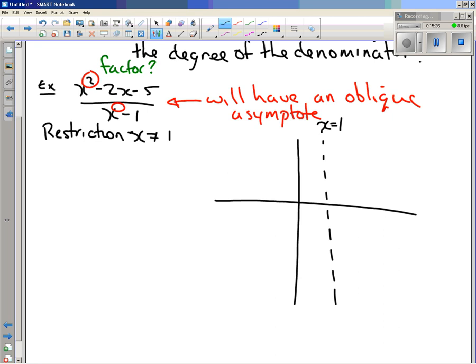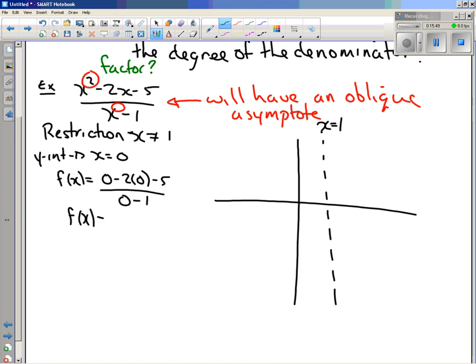We could start off by saying, all right, well, next thing we can do, let's find our y-intercept. And that happens when x is 0. 0 minus 2 times 0 minus 5 over 0 minus 1. So we get a point of +5 for our y-intercept.